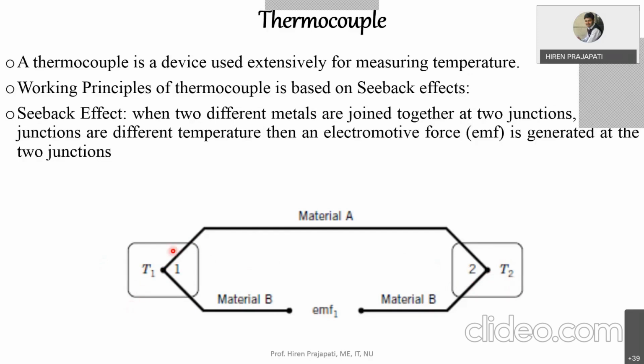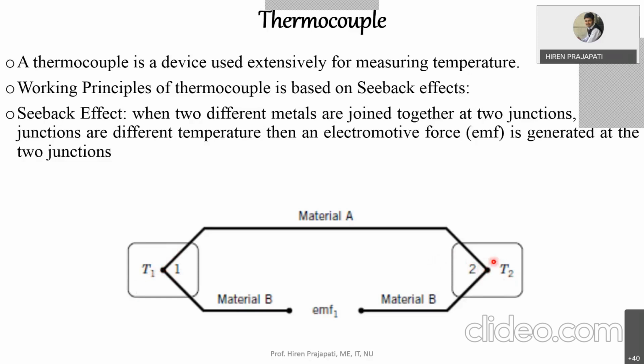Generally junction 1, the reference junction, is called the cold junction, and junction 2, which is your measuring junction, is called the hot junction, because the T2 temperature is always more than the T1 temperature. That's why our reference junction is called the cold junction, and the measuring junction of the thermocouple is called the hot junction, right?